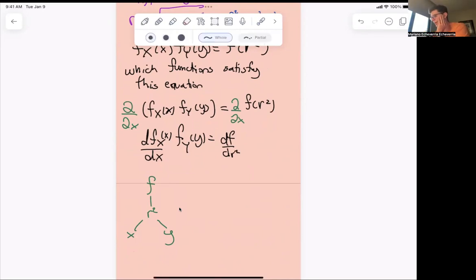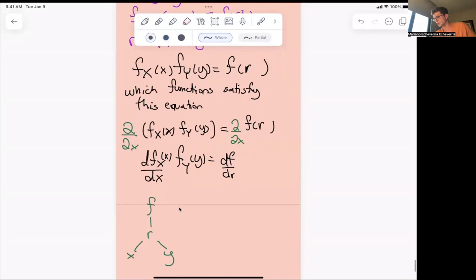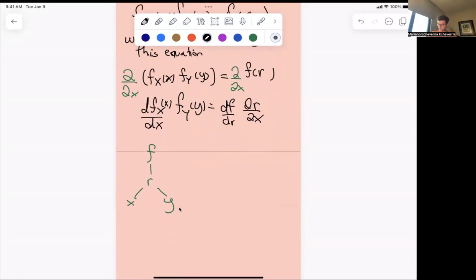Well, this is where I may go back. It doesn't really matter too much if you are in terms of r or r squared, but it just looks a little bit better when you take this derivative to write the derivative of f with respect to r, times the derivative by the chain rule, times the derivative of r with respect to x. Is that making sense? So that's what you get. And so this gives you the derivative of f of x.